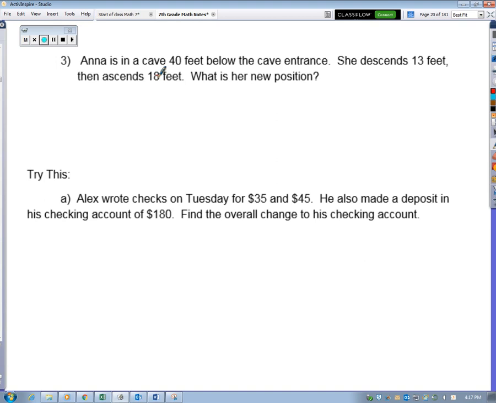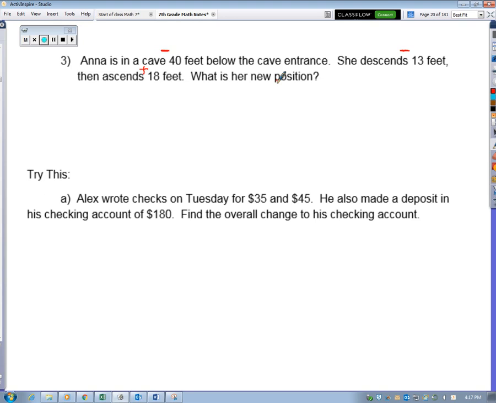All right, let's take a look now. We have Anna. She is 40 feet below the entrance of the cave. So if she's 40 feet below the entrance, this is going to be negative because she is down inside the cave. She descends 13 feet. Descends means you're dropping down further. Okay, so she's going to go down into the cave even further. Then ascends, that means going upwards 18 feet. So this is going to be positive because she's going back up now. We're going to find what is her final position.